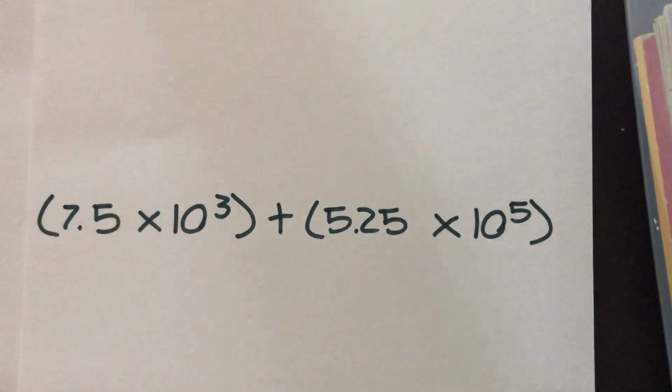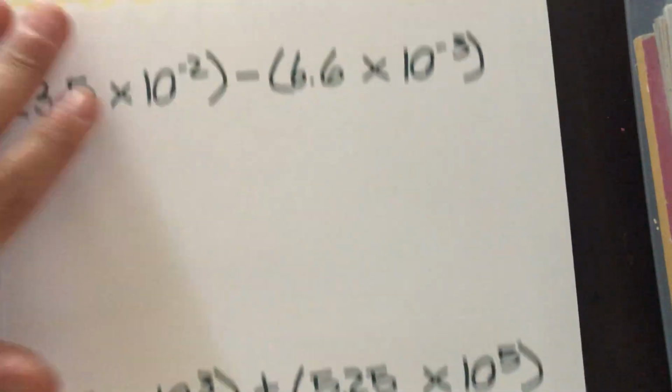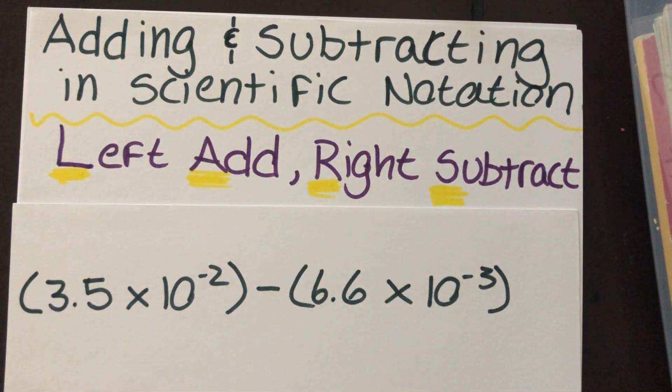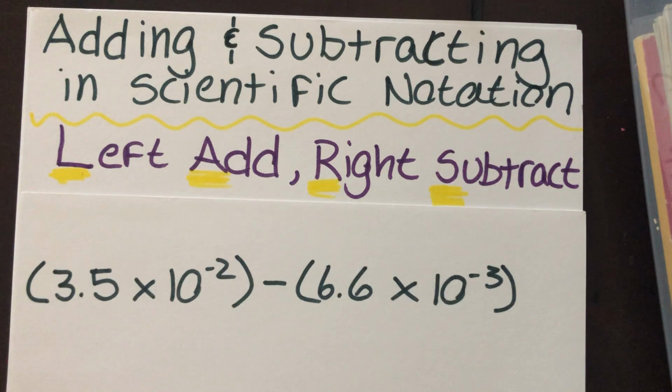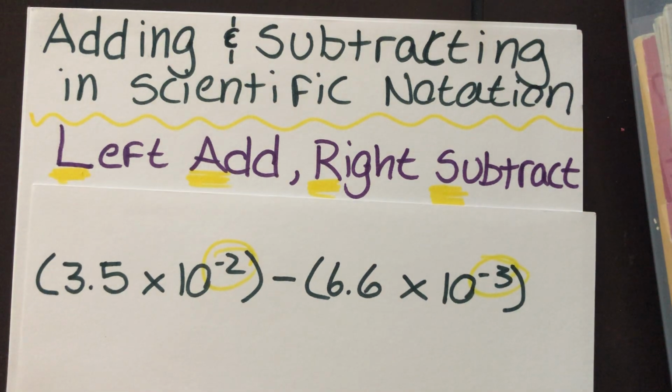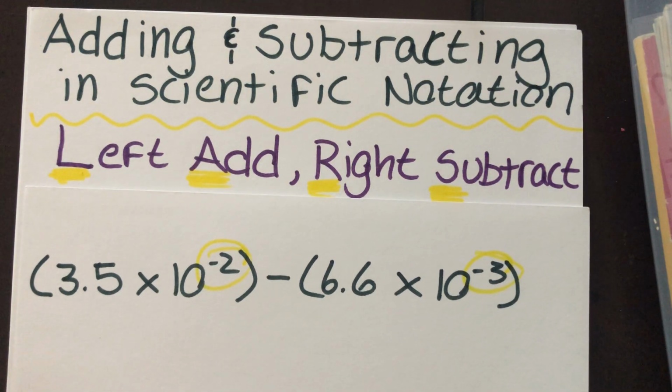Okay, let's try another one where our exponents are not the same. And I'm going to keep that note up there for you guys. Okay, so looking here, when we look at our powers of 10, we notice our exponents are not the same. So we need to make them the same. And again, we're following step 2 on our notes where it says, it is easier to adjust the smaller exponent to equal the larger exponent.